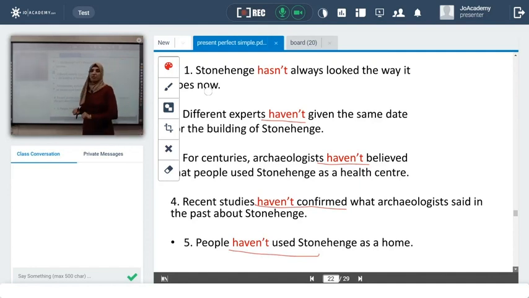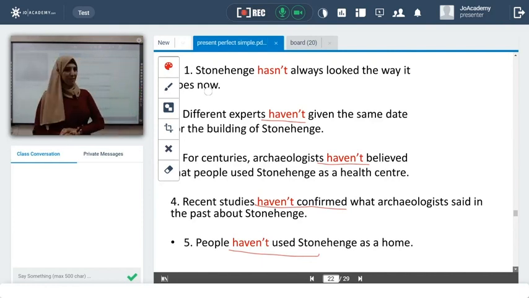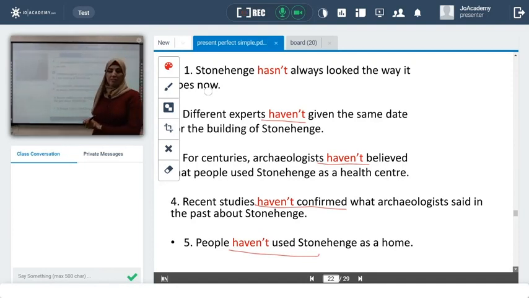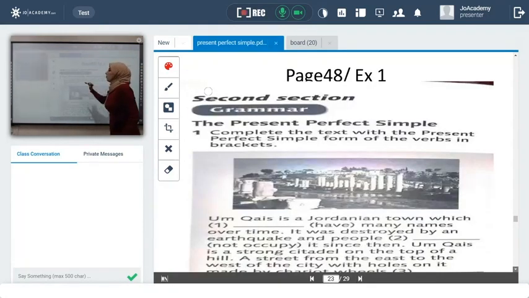So this exercise, as you can see, is about forming negatives in the present perfect simple. Okay, it is an easy exercise, right? So now we will move to the next exercise, and it is in the second section, the same page. So please move with me. We're going to do exercise number 1. So if you are ready, let's see.